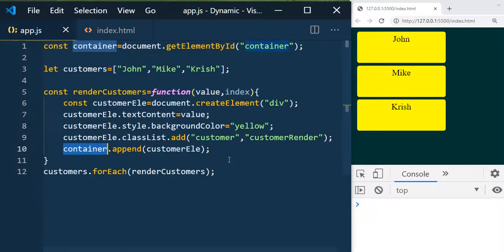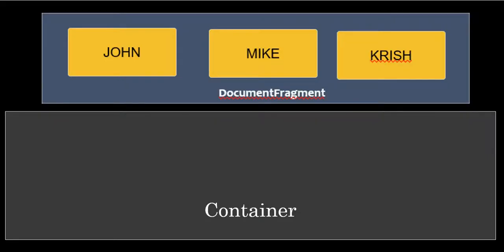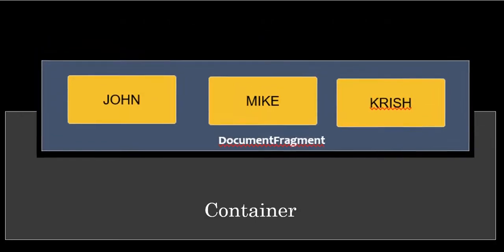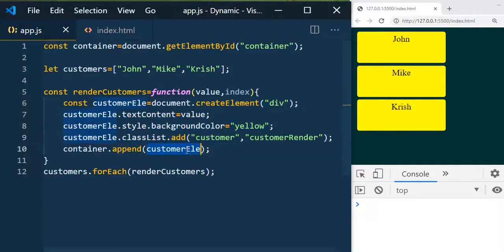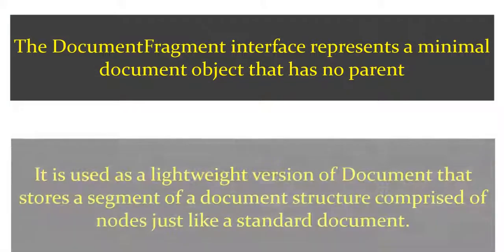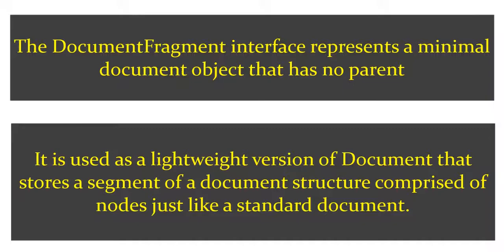So whenever we append the customer element to the container, it repaints or reflows the HTML. Instead of that, if we can add all three customer elements to one container and append all three customers at once, then it will improve the performance and avoid reflowing these customer elements three times, and just do it one time. For that purpose, we can use the document fragment. The document fragment interface represents a minimal document object that has no parent, and it is used as a light version of document.